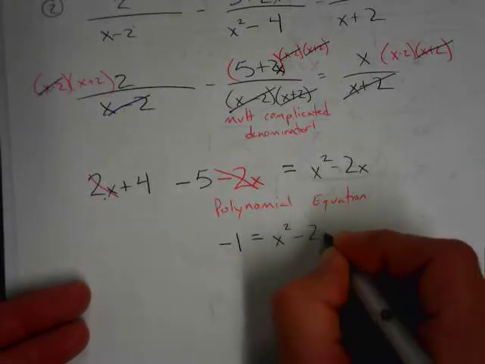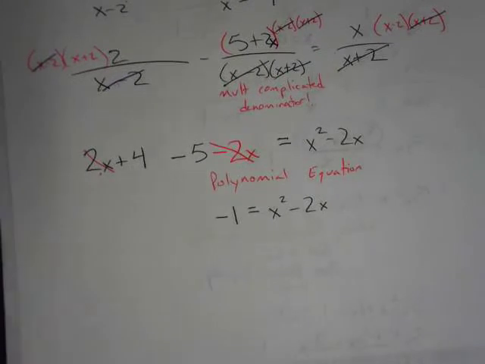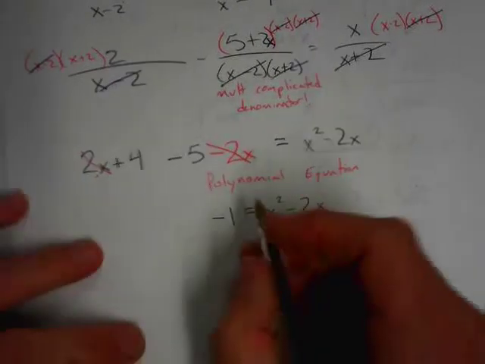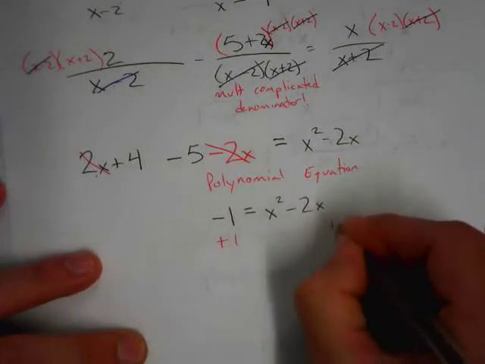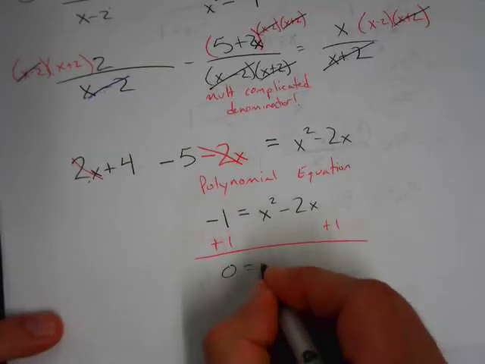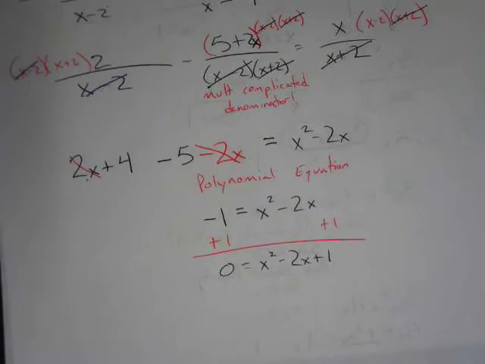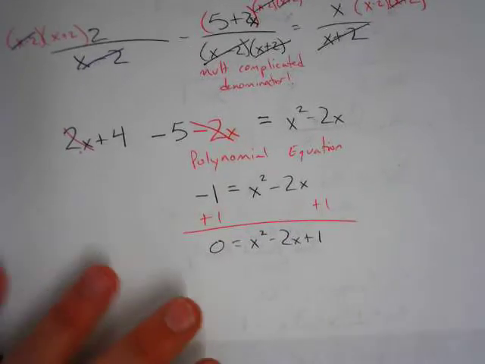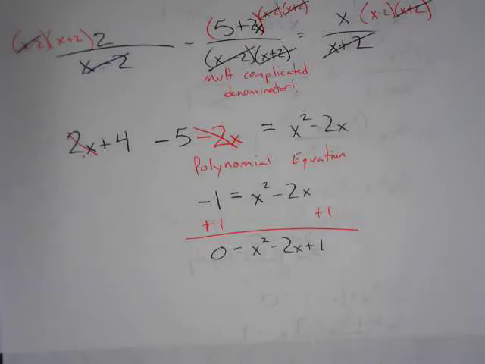X squared minus 2x. But remember, I'm dealing with a polynomial equation, so we have to set things equal to 0. The easiest thing to do, hopefully you see this, is to add 1 on both sides. So I have 0 equaling x squared minus 2x plus 1. Uh-oh, you best recognize. So hopefully you see what's going to happen. Now we're going to factor the right-hand side and then use the zero product property. So we're going to factor that right-hand side.